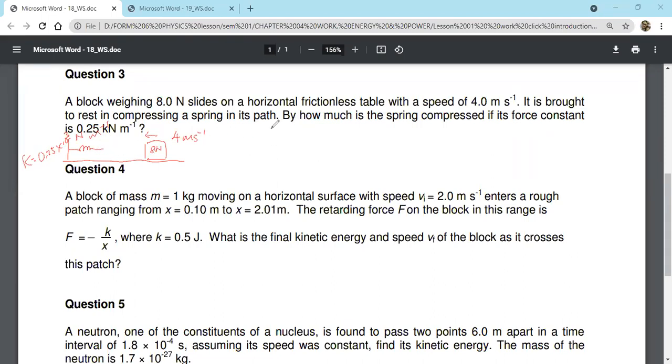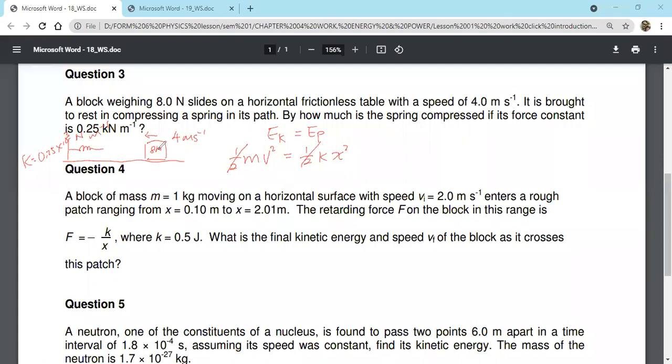So here we use kinetic energy equal to potential energy of the spring. 1/2 mv squared will be equal to 1/2 kx squared. Since the spring constant is given, we use kx squared to find out how much x is. So the 1/2 cancel each other.